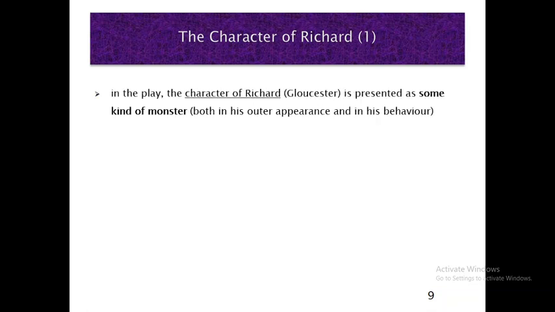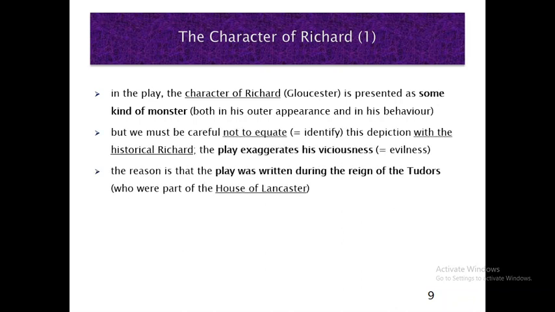In the play, the character of Richard, called Gloucester at the beginning of the play, is presented as some kind of monster, both in his outer appearance and in his behavior. But, and this is important, we must be careful not to equate. What does that mean? We must not identify this depiction in the play with a historical Richard. So be careful, don't think about history now, don't think about the historical Richard, think about Richard in the play.